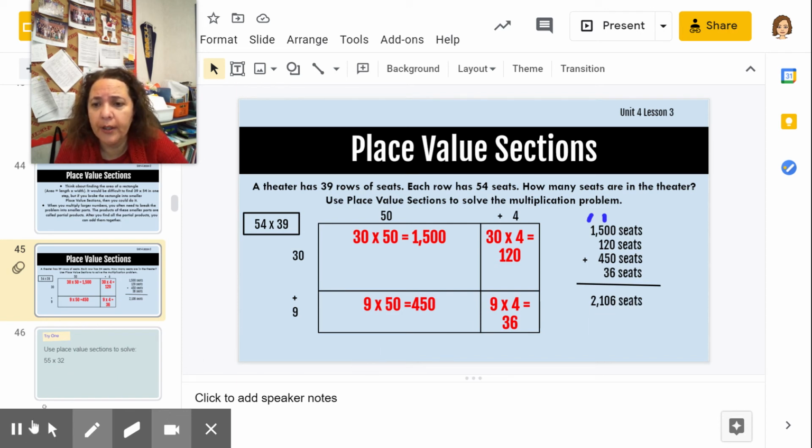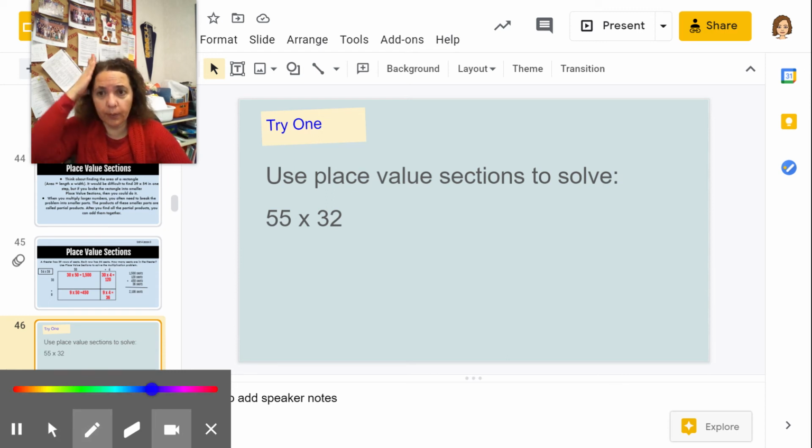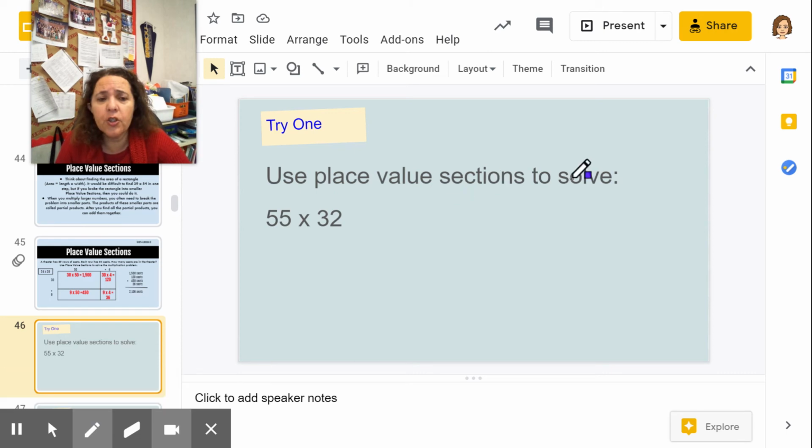Okay, so let's try another one. If you remember from 4th grade how to do this, go ahead and do this on your own. If you don't remember, stay with me and I will do it with you, okay? So we have to use the place value sections to solve 55 times 32. If you remember how to use the place value section, stop the video, do it by yourself. If you don't remember, stay with me and I'm going to show you right now.